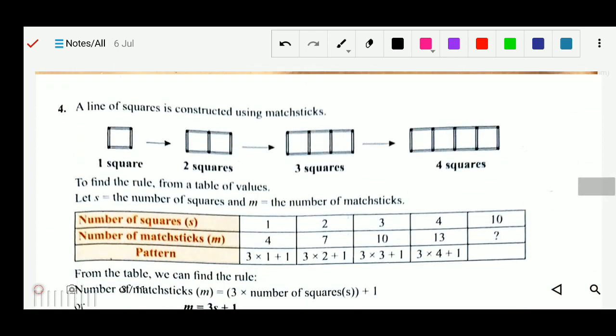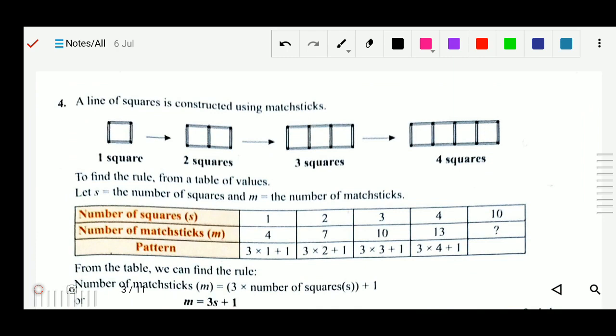Next you can see this one, square one. They have used matchsticks. To form one square, how many matchsticks are used? 4. Here also, for forming 2 squares, how many matchsticks are used? 7. Here how many? 10. Here how many? 13. So what is the sequence? First of all, write it in a table the same way: first, second, third, fourth, fifth, likewise.